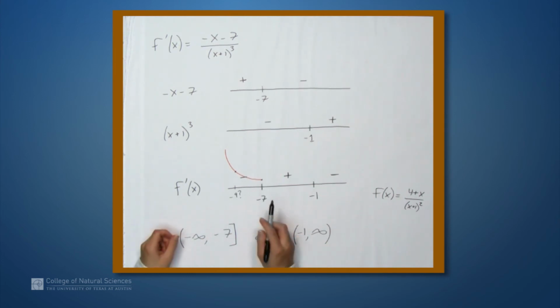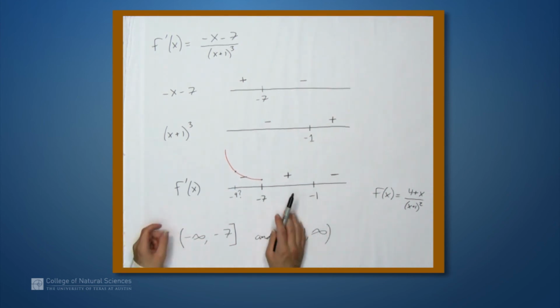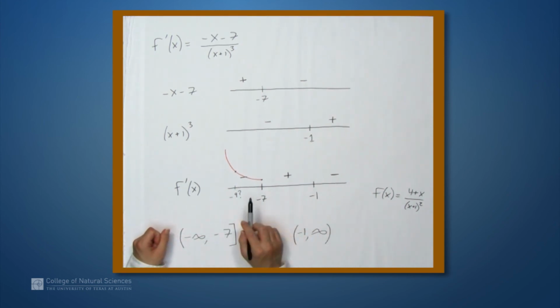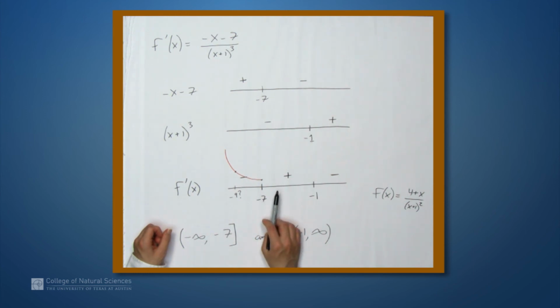So if we remember nothing else from this video, well, of course you should remember many other things from this video, but one of the things you should remember is that we don't talk about a function increasing or decreasing at a single point. We only talk about functions increasing or decreasing on an interval. So the fact that this derivative is 0 at -7 doesn't mean that the function is neither increasing nor decreasing at -7. We don't talk about something like that.